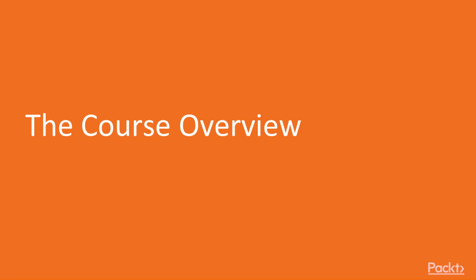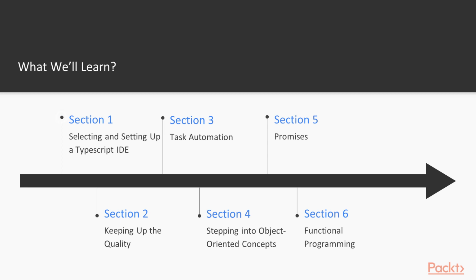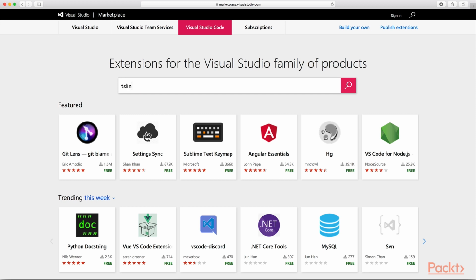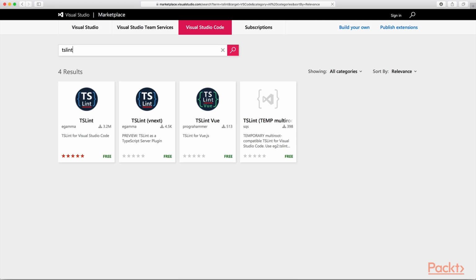So let's take a look at the course overview and see what sections you're going to be learning. There's going to be 11 sections that the course will walk you through. The first one is going to be selecting and setting up a TypeScript IDE. In there, we will see how to set up and configure Visual Studio Code to write TypeScript code.